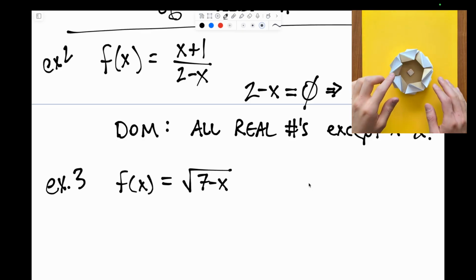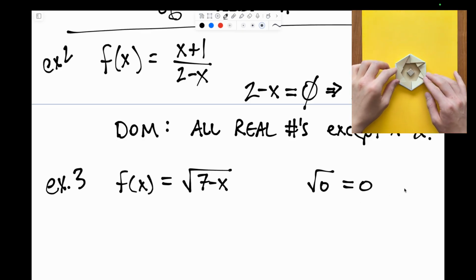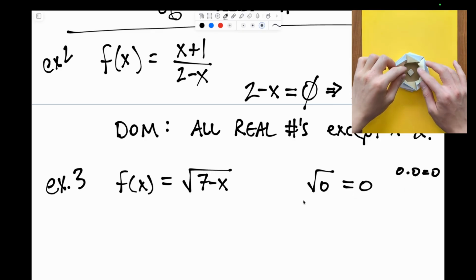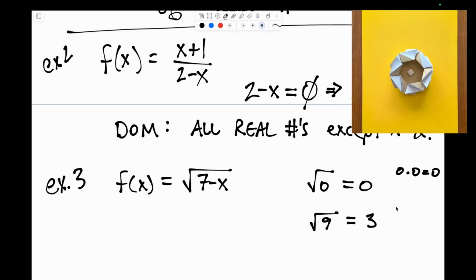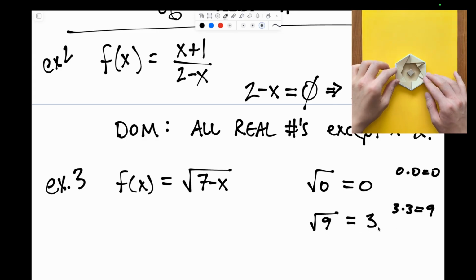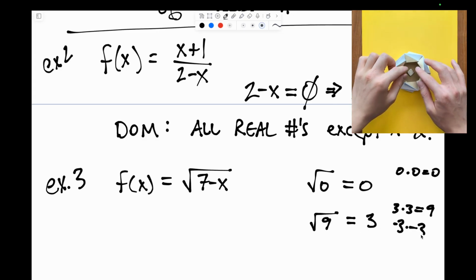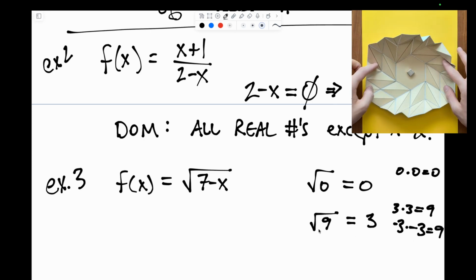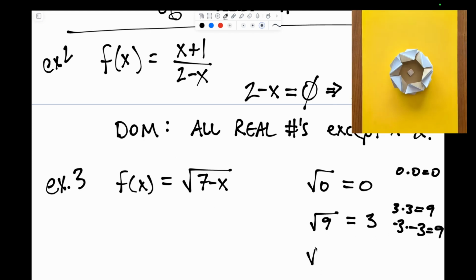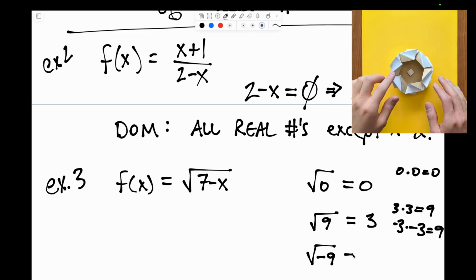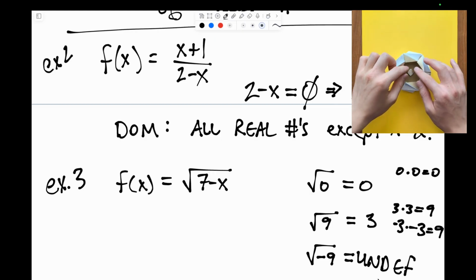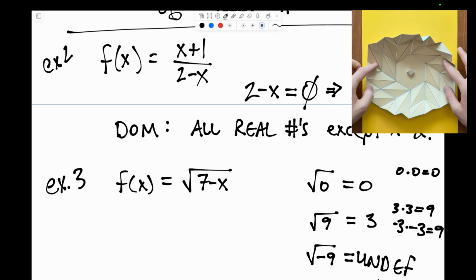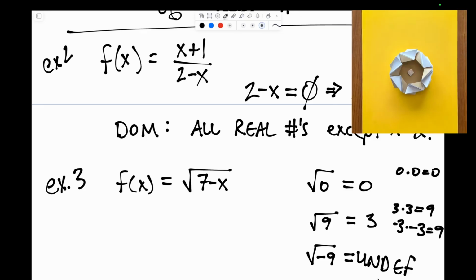Example 3, we have f of x is equal to square root of 7 minus x. We can take the square root of 0, that's equal to 0, because 0 times 0 is equal to 0. And we can take the square root of positive numbers, like 9, because 3 times 3 is 9. As it turns out, there's two answers. Negative 3 times negative 3 also is positive 9. So keep that in mind. However, square root of a negative number is undefined. It is defined, and we'll see that this can be an imaginary number. So when we talk about real numbers, it's undefined.